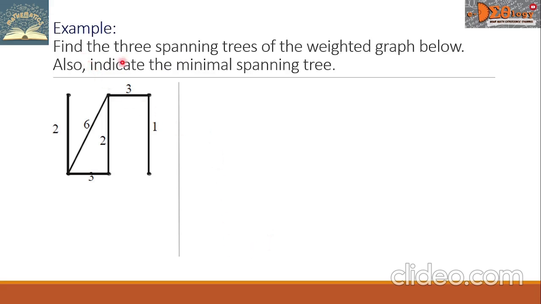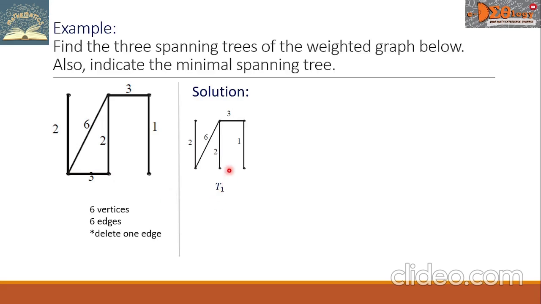Example, find the three spanning trees of the weighted graph below. Also, indicate the minimal spanning tree. This is our graph. We can see that there are 6 vertices and 6 edges. For this graph to be a tree, there must be 6 vertices and 5 edges. So, we're going to delete one edge. In deleting an edge, we will delete an edge in the cycle in the graph. The cycle is somewhere here. We're going to delete one edge in the cycle alternately.